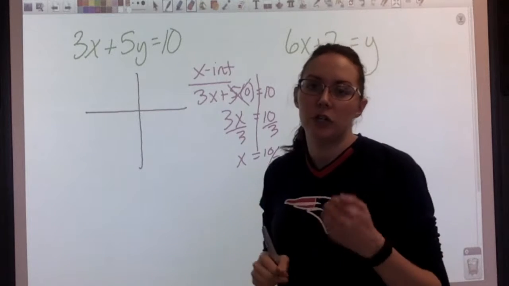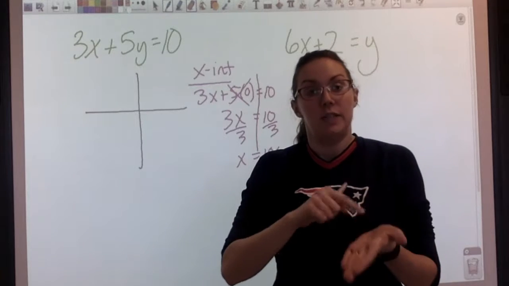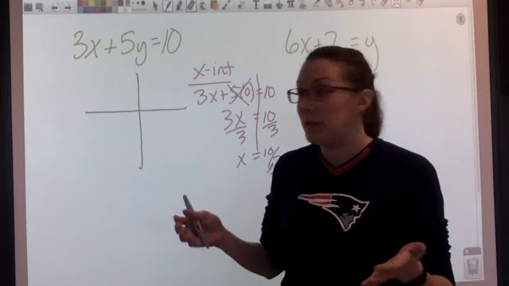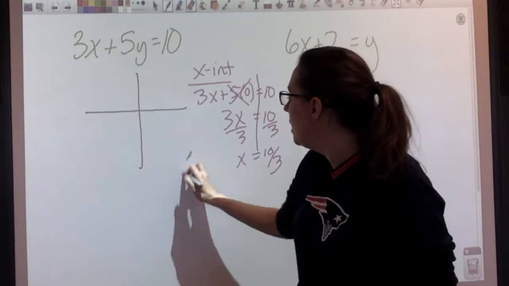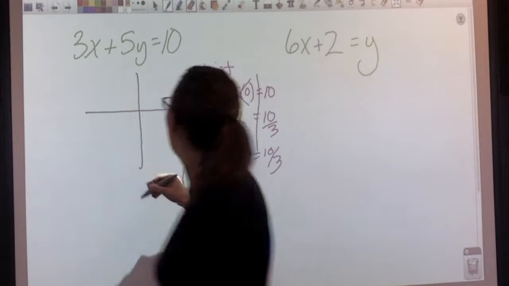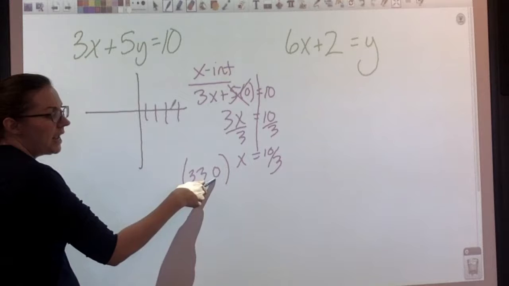Now 10 thirds is hard to graph. So I would grab a calculator, do 10 divided by 3, and when I press enter, I'm going to get that that is 3.3 repeating. So I'm just going to approximate this, okay? My coordinate pair would be (3.3, 0). So I'm going to go over 1, 2, 3, well, there's 4, so 3.3 is about there, and up 0.